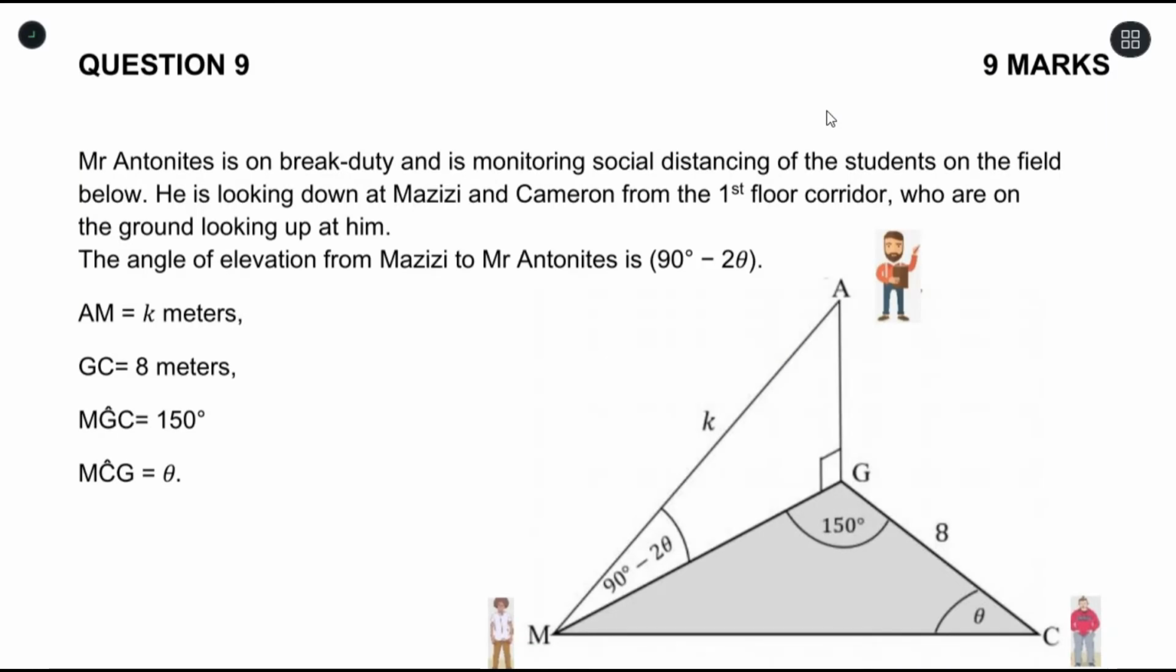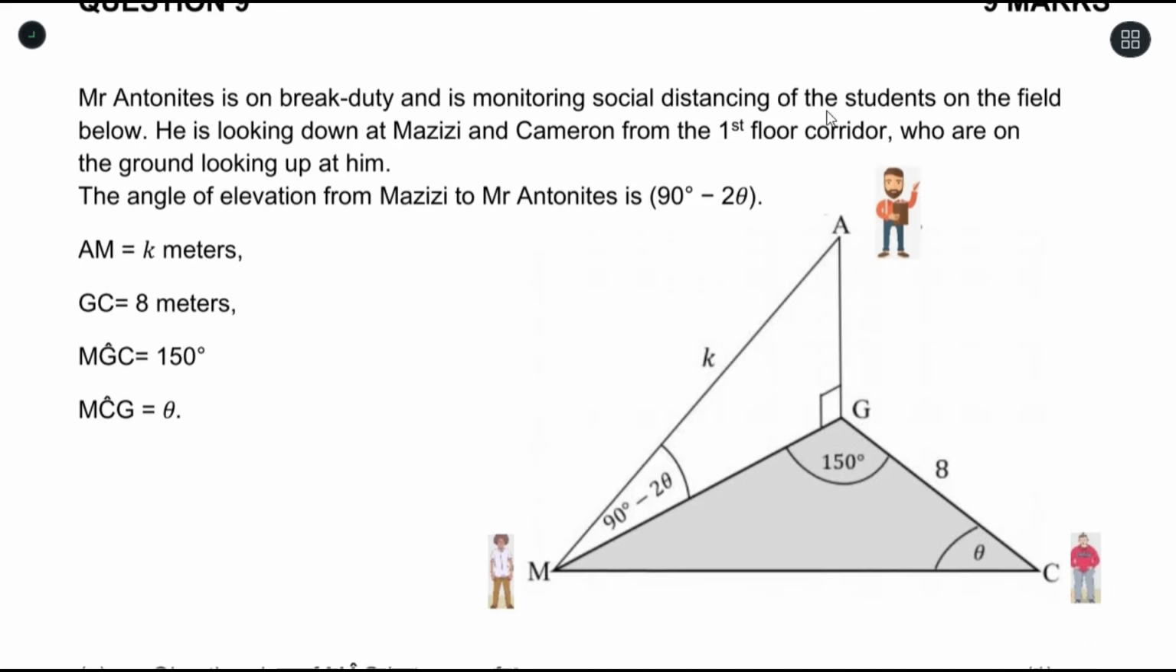So this question says Mr. Antonite, I'm not really sure how to pronounce his name, but that guy is on break duty and is monitoring social distances of students on a field below. He looks down at Mazizi and Cameron from the first floor corridor, who are on the ground looking up at him. The angle of elevation of Mazizi to Mr. that guy is 90 minus 2 theta.